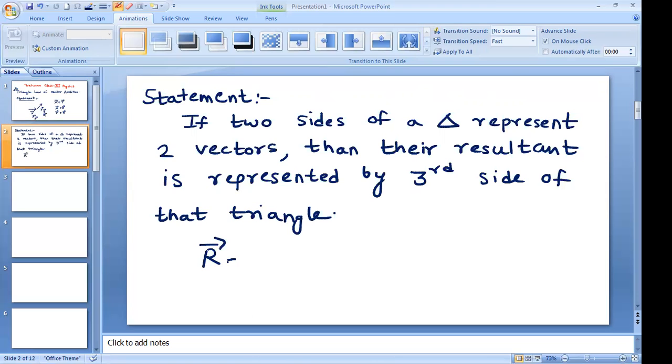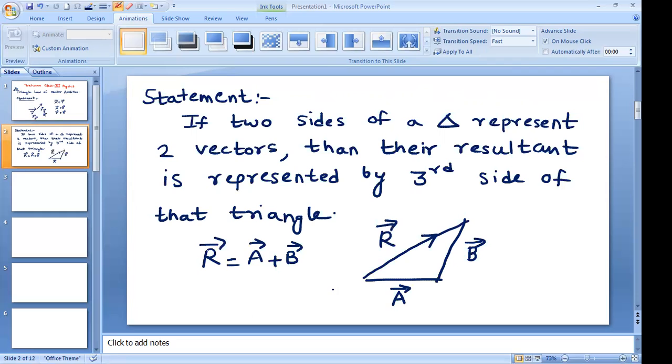That is, vector R is the resultant of sum of vectors A and B. If there is a triangle, say this side is representing vector A and this side is representing vector B, then the third side will represent their resultant vector R. This is a statement, and it's very useful to find sum of two vectors. Even we can find difference of two vectors, that I will discuss later. First, let us see how do we mathematically prove it.